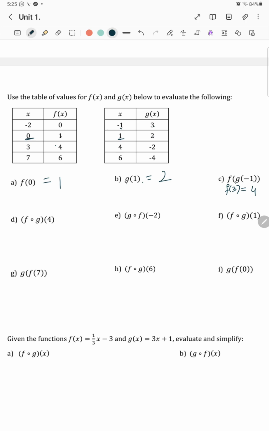f of g of x, f g of 4. So f g of 4 minus 2, f minus 2, 0. g f minus 2, g f minus 2, 0. g of 0.